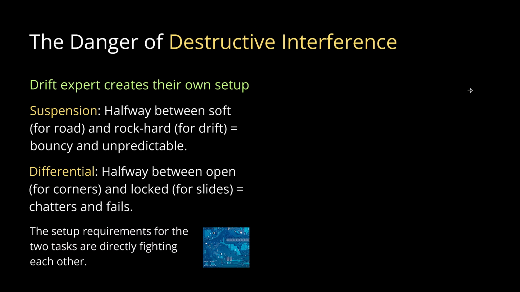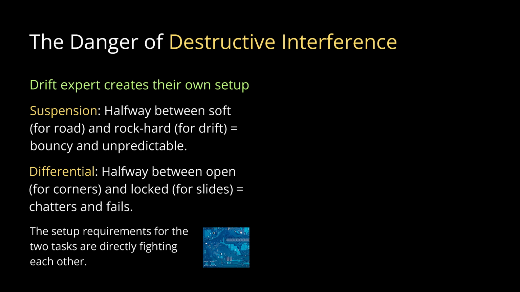Great. So we have continuous learning, but the learning now conflicts with the stuff that we already learned. And now we encounter the danger of destructive interference, in both scenarios, because the drift expert will create their own setup of the car. But it will be brutal for only one task, to drift. But I also want to drive on this racetrack and drift on the racetrack.